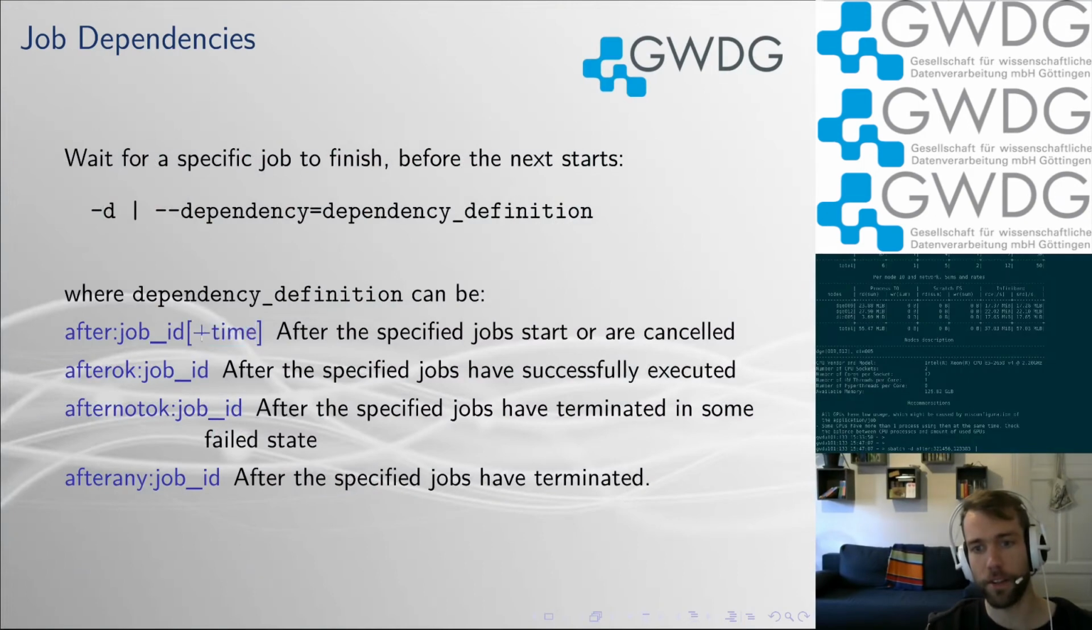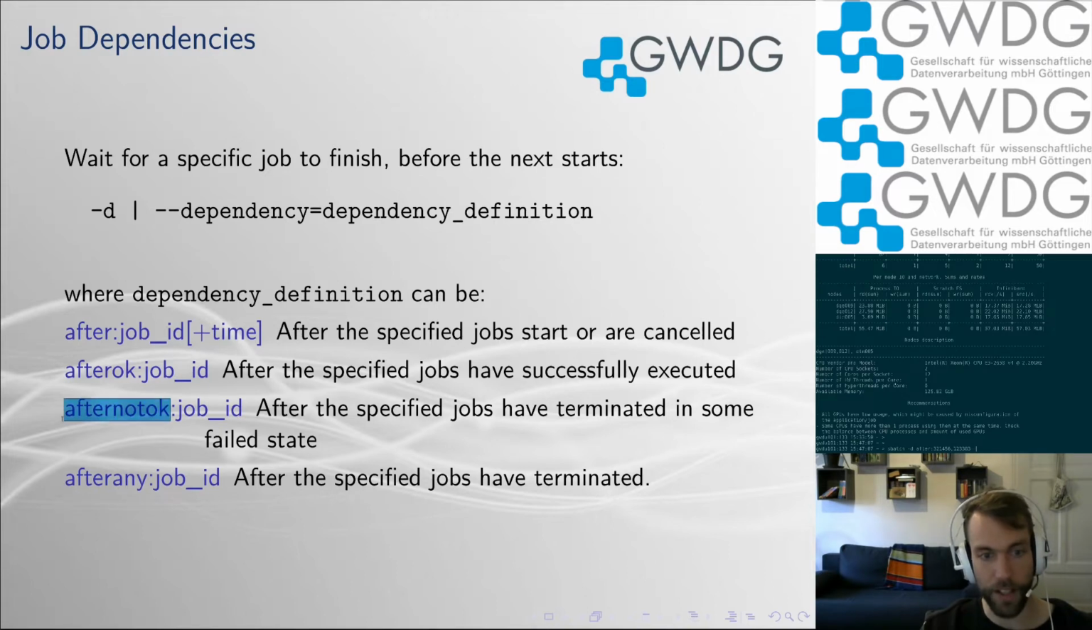You can also add a time. It means it will wait for a while. Like if you say, okay, wait 60 seconds after the first job has finished to start the next one, it might be helpful at some point. After means that it starts after the job has started, not after it's finished, or the jobs are cancelled. After OK means after the job is finished and successfully finished. So it didn't cancel or crash or run into out of memory or anything like that.